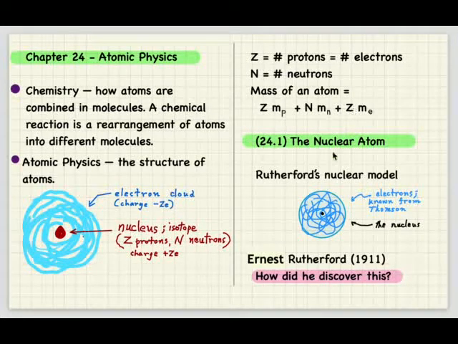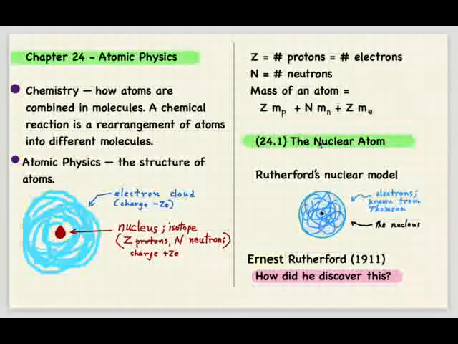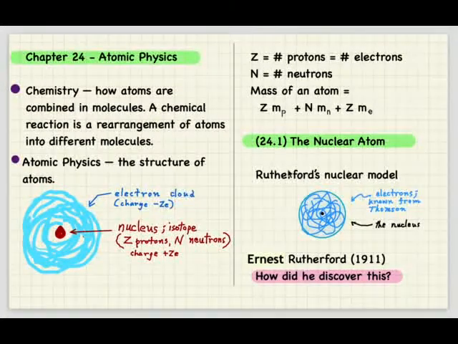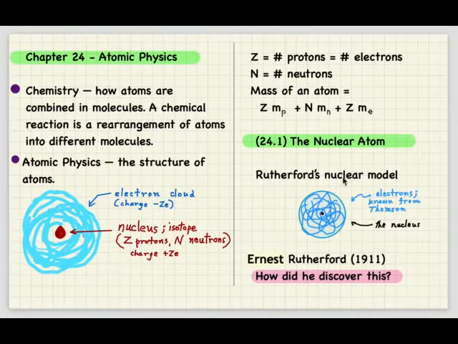All right, now the nuclear atom. This is the first section of Chapter 24. It goes back to Ernest Rutherford. Rutherford proved by an experiment that an atom has this form. There's the electron cloud, and of course, the electrons were known before Rutherford's experiments.